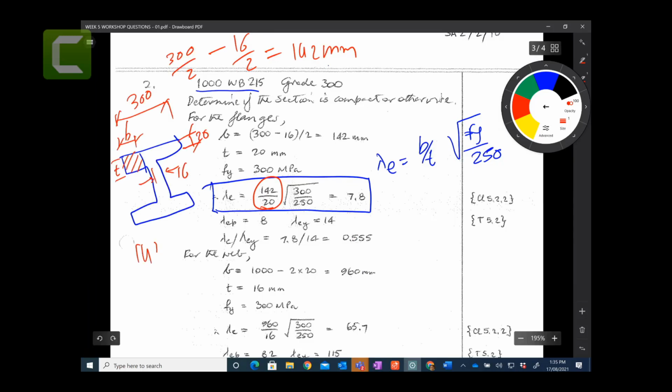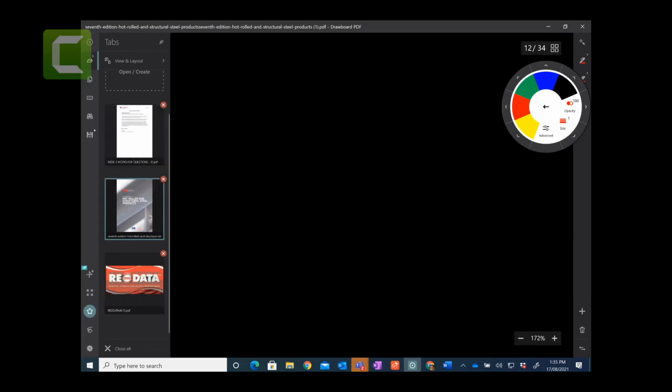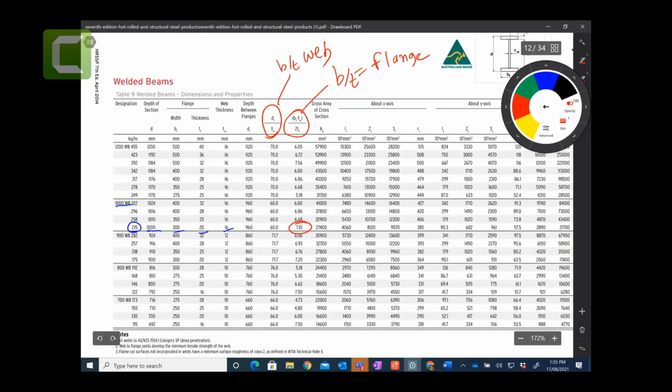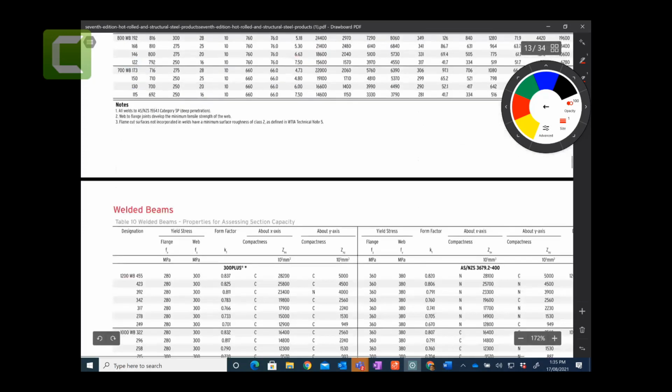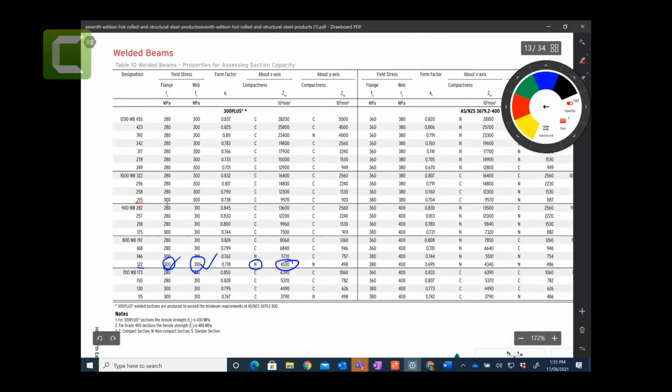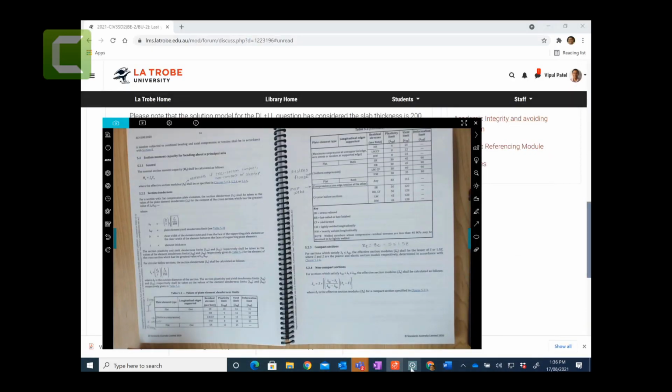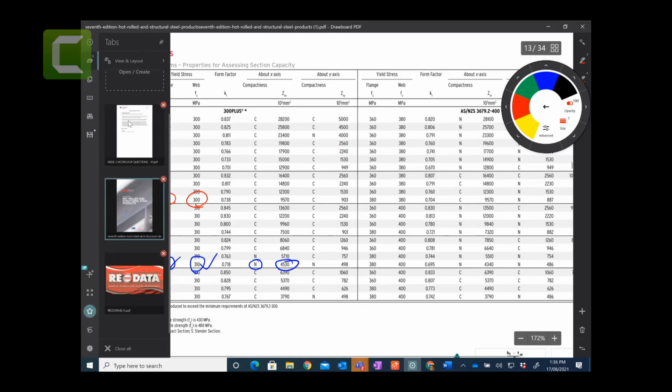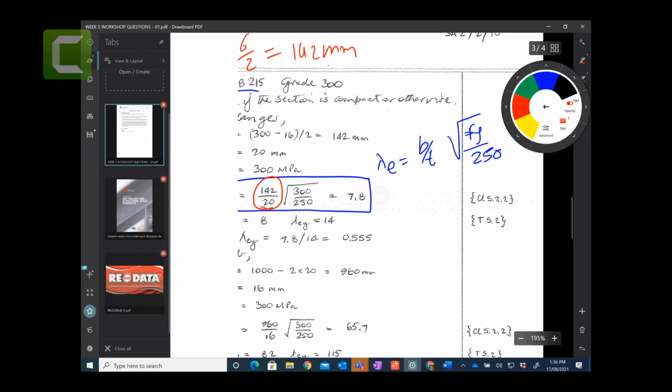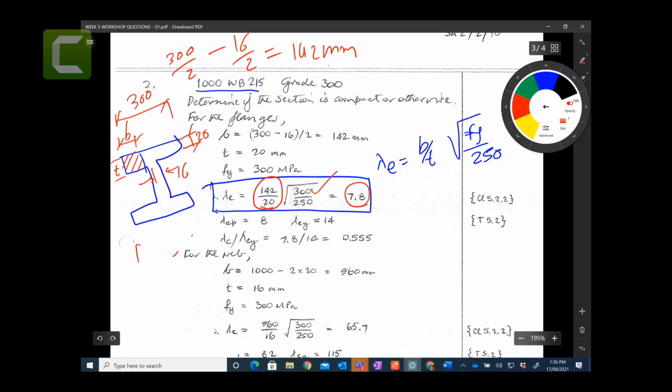142 over 20 gives you about 7.1, so that is confirmed. Then the yield strength of 300 you can get from the next page. For 1000 WB 25, you have 300 for both, so life is easy. For both web and flange, you have 300 megapascals. We plug that 300 in here and we get 7.8.